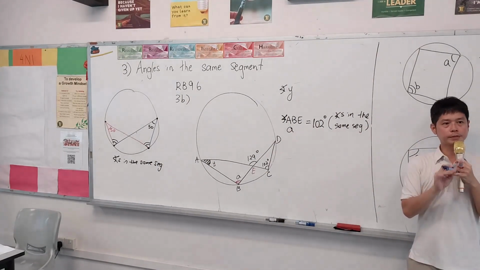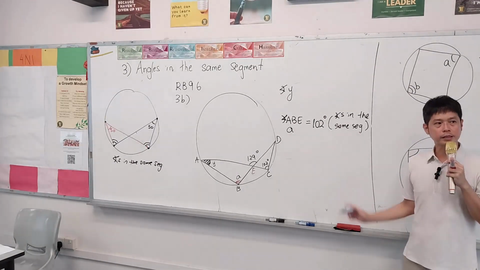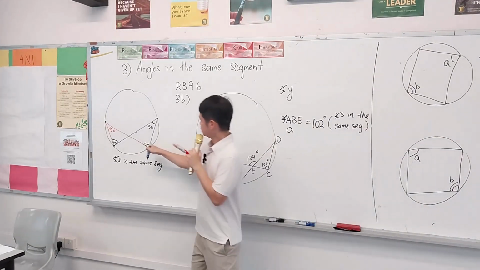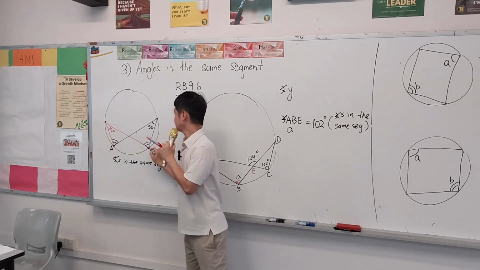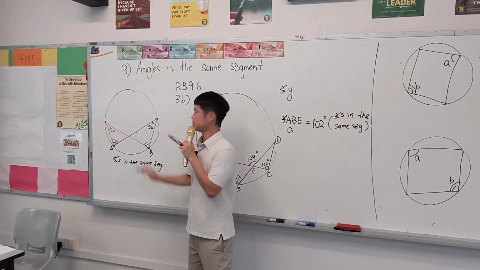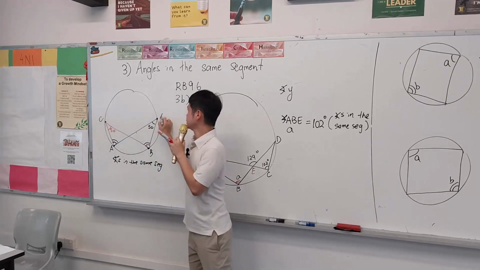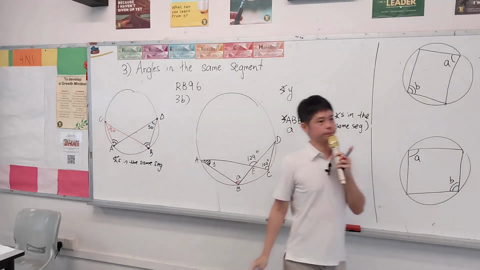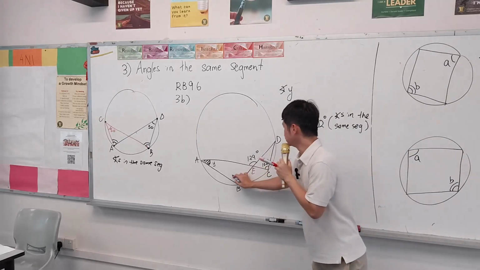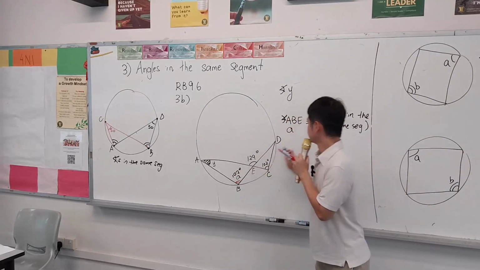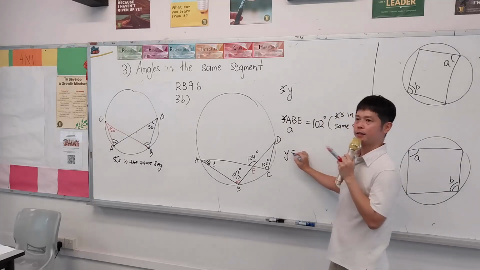It is angles in the same segment. What does angles in the same segment say? One last time. These two angles are equal. So angle A, angle B are equal. Angle C, angle D are equal. Okay? Okay, let's continue. If this is 102, I can find Y finally.